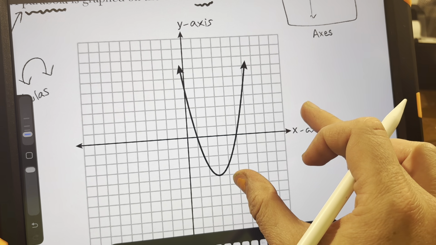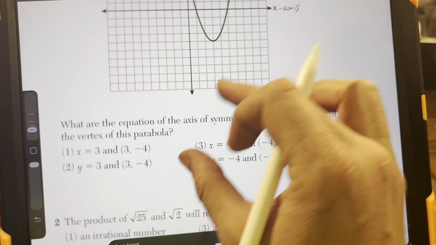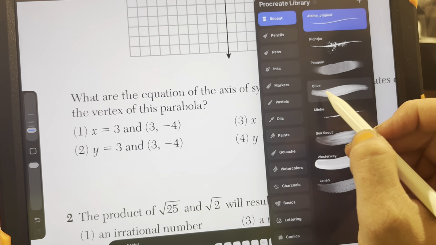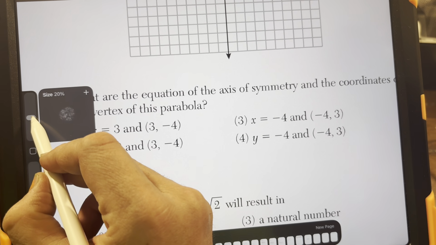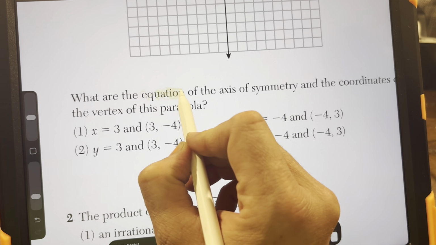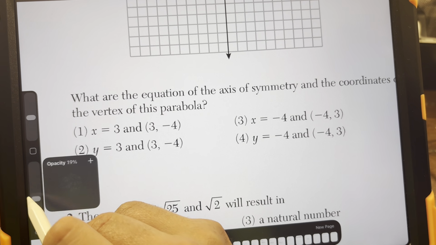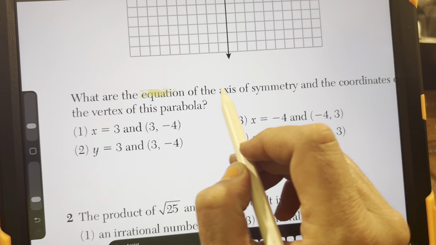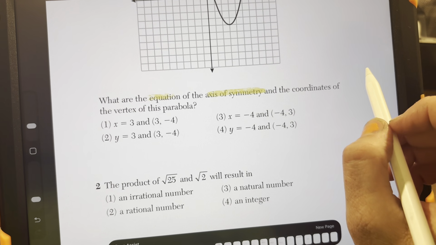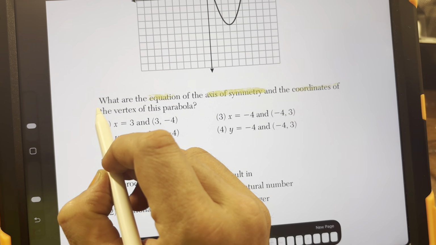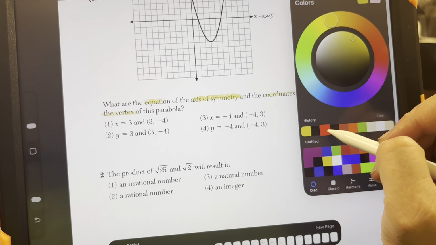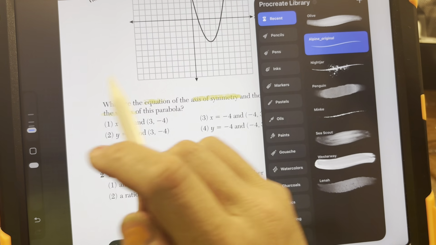Okay, shall we keep reading? Yes, of course. Good. It's my video, so I guess I'm in control. Hold on, I want to switch to a little highlighter situation here. What are the equation of the... So we need an equation of something. An equation of what? Okay. What are the equation of the axis of symmetry? Okay. And the coordinates of the vertex. Okay. All right. A lot more words here. Let's look at them.